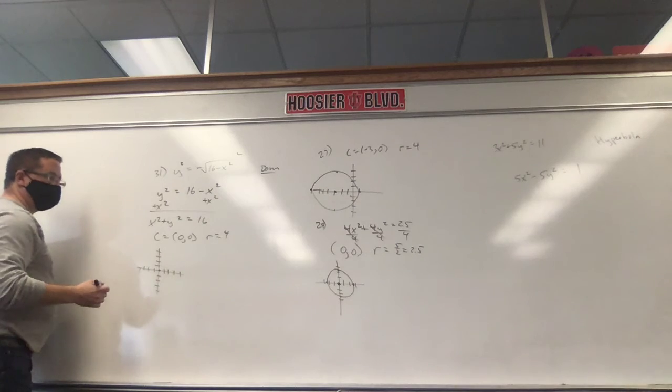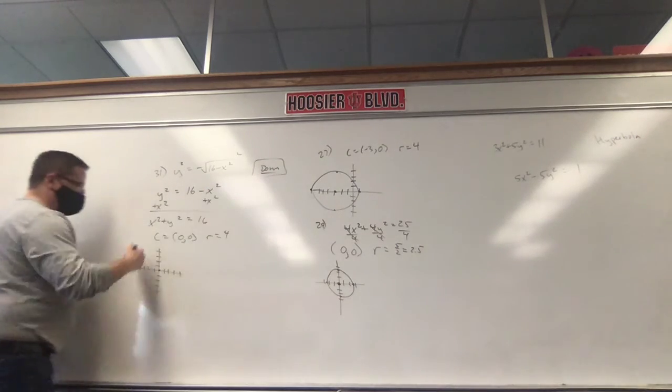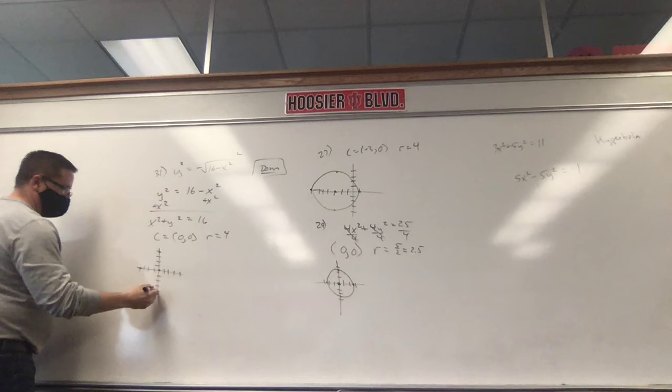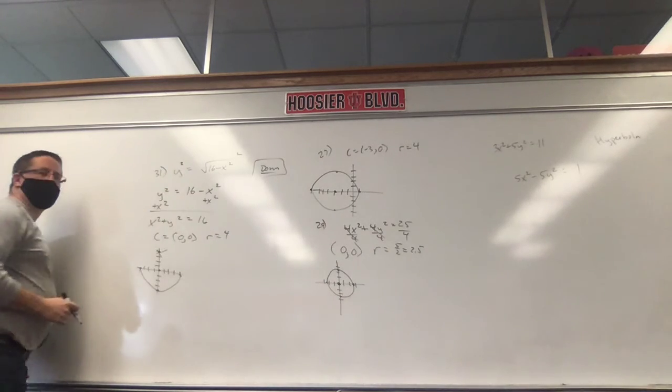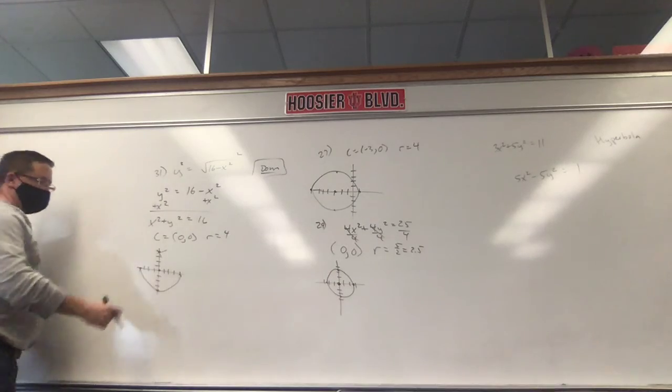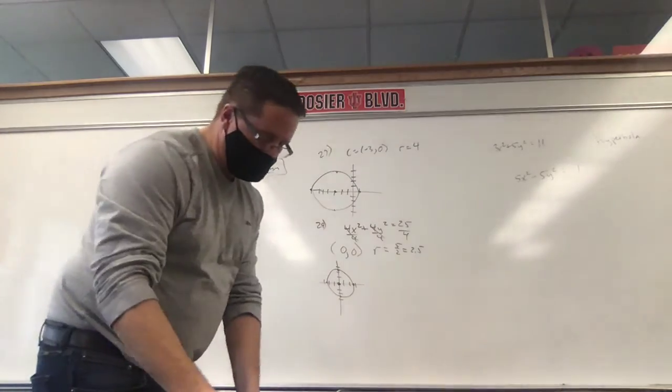Do I want all of them though? No, just the bottom half. So which of these points shouldn't I have really graphed? Top. I don't need that one, so there it is. Again, if this was positive, what would it be? Top half. It's the top half of the circle.